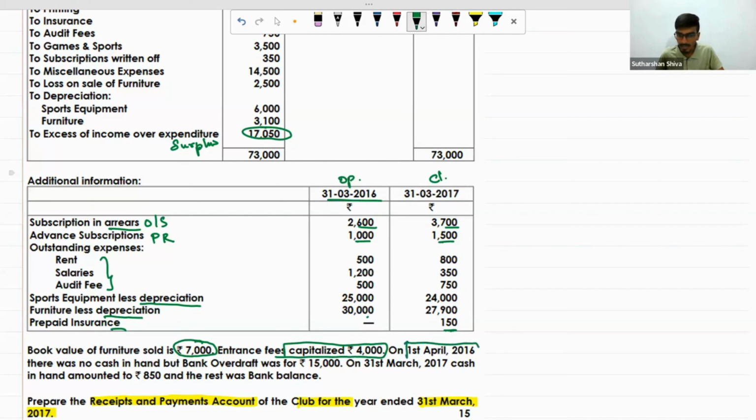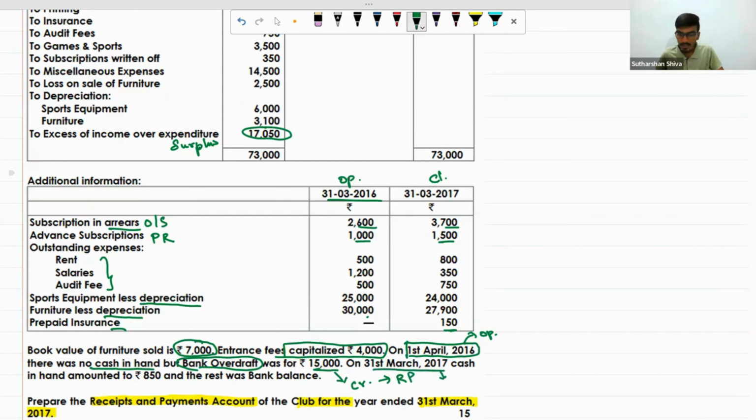On 1st April, this is an important point: from this onwards, everything will be considered as an opening value. There was no cash in hand, but they have a bank OD of rupees 15,000. This bank OD will come on the credit side of the receipts and payments account.